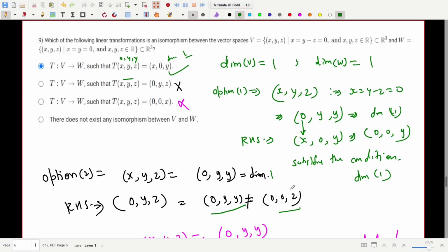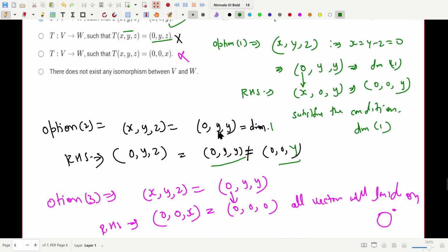So if z is equal to y, it will be (0, 0, y), whereas according to this it should be (0, y), because we are getting (0, 0, y). So it is not equal. That's why the second option is not possible.